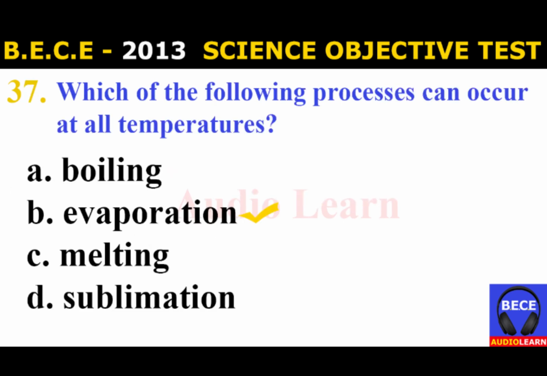Number 37. Which of the following processes can occur at all temperatures? A. Boiling, B. evaporation, C. melting, D. sublimation. And the answer is B. Evaporation. Which of the following processes can occur at all temperatures? And the answer is evaporation.